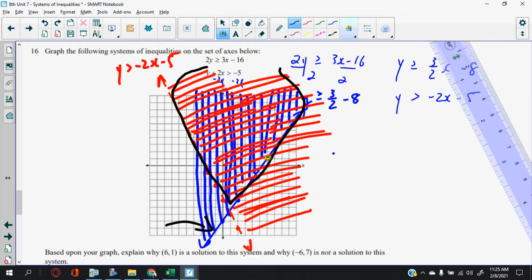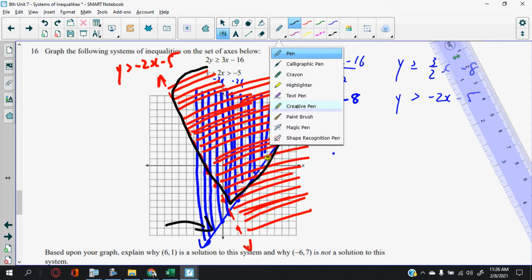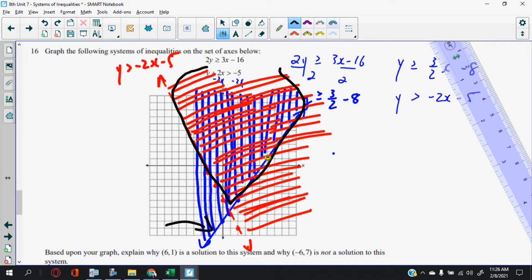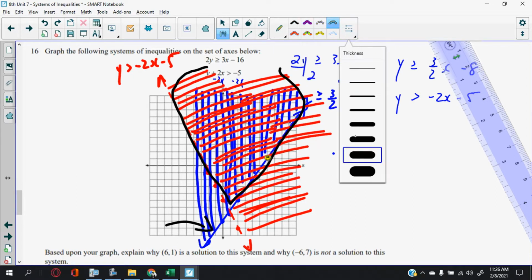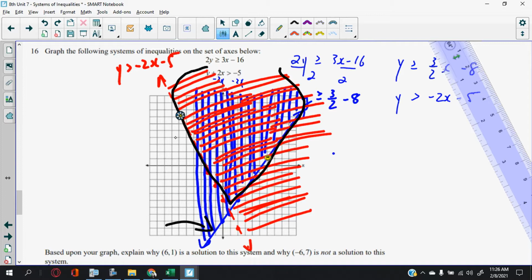Why is negative 6, 7 not? So let me use, I don't know, let's use a flower. So that's negative 6, 7. So let's see, 1, 2, 3, 4, 5, 6. 1, 2, 3, 4, 5, 6, 7. Why is this not, right? Because this line is from the red line, and it's broken. So it's not inclusive. Okay, so I hope that explains it.